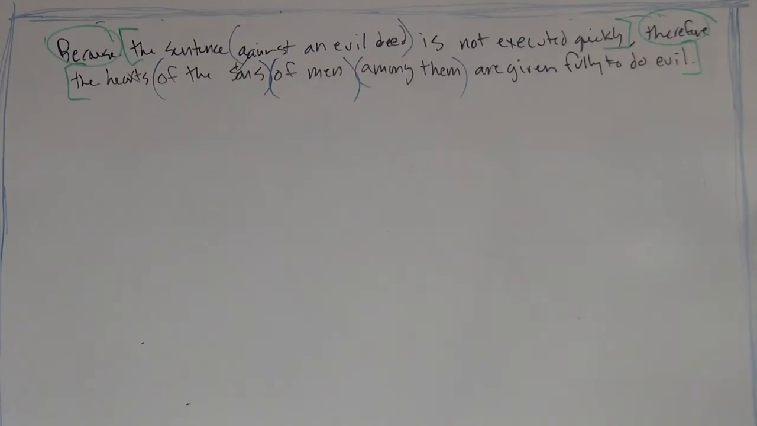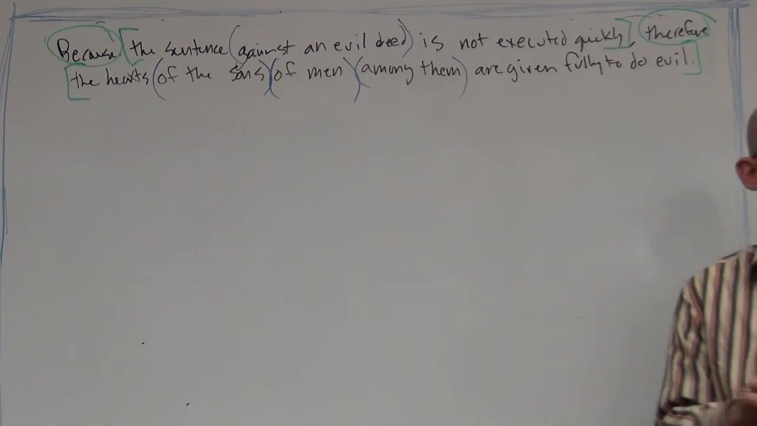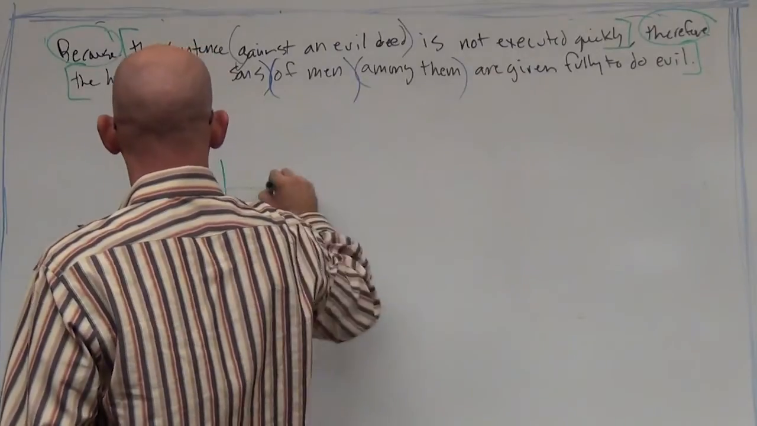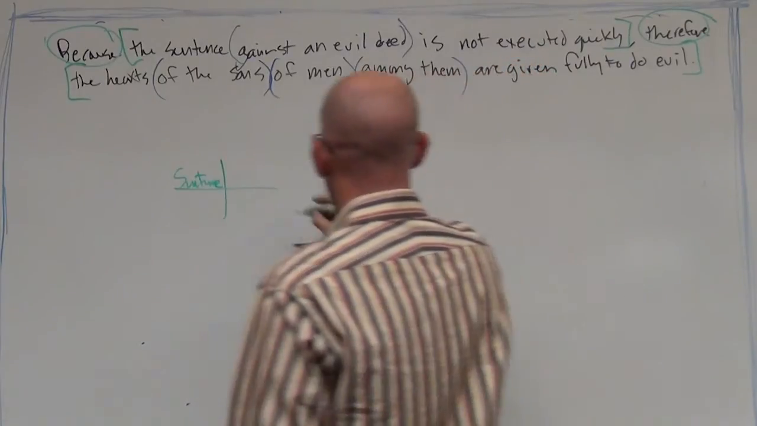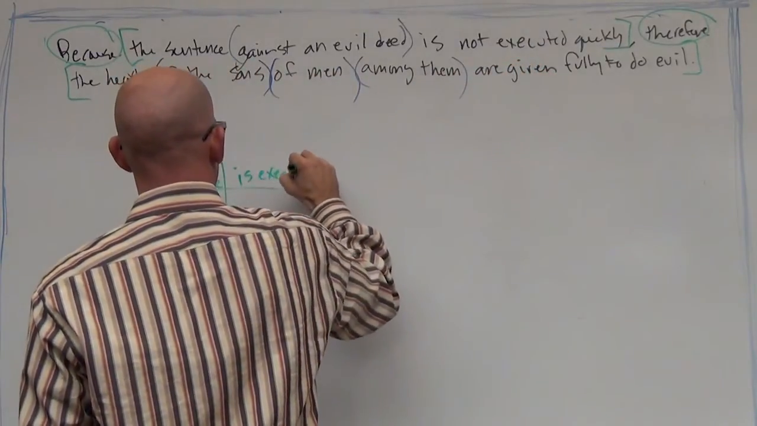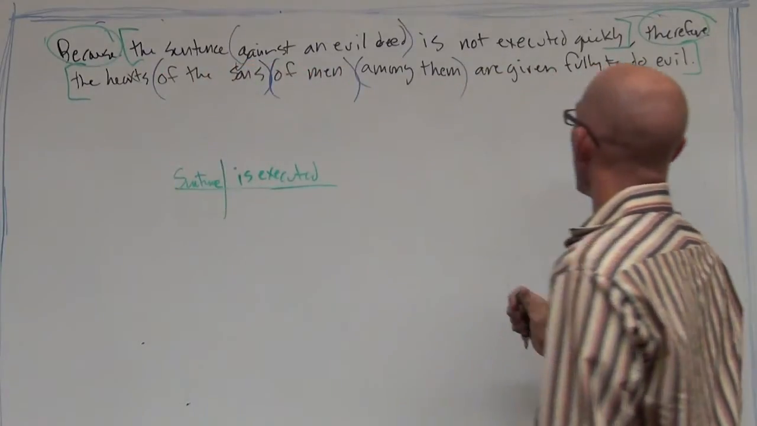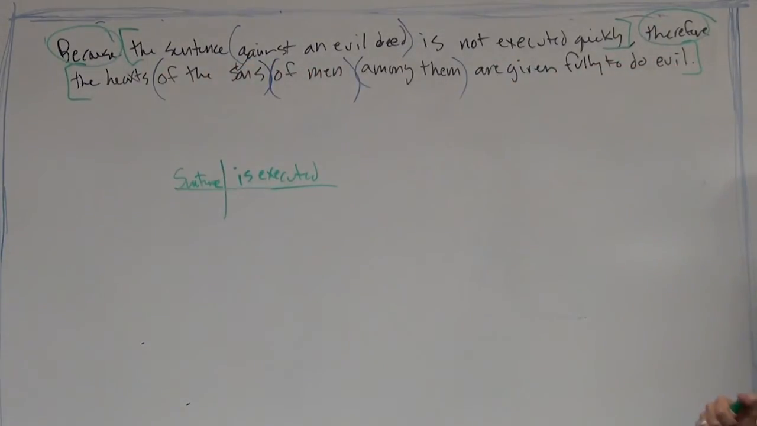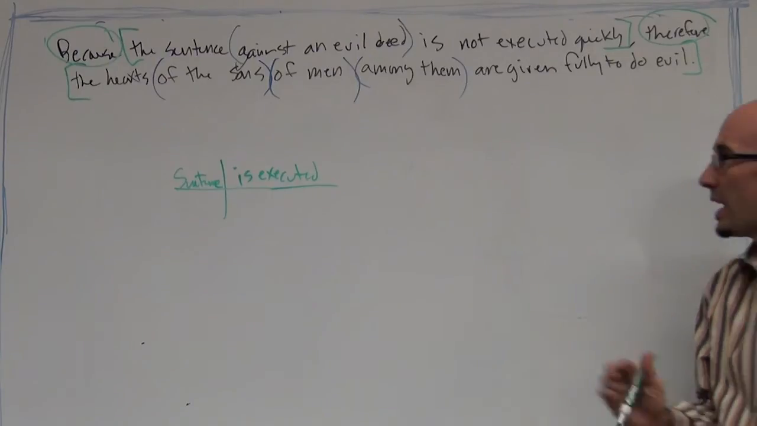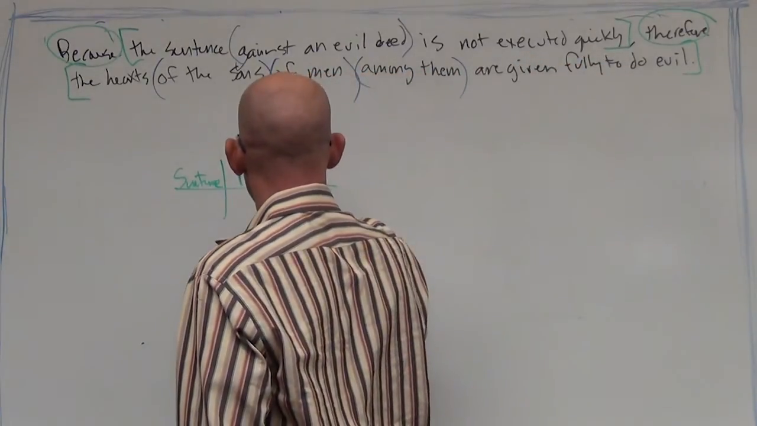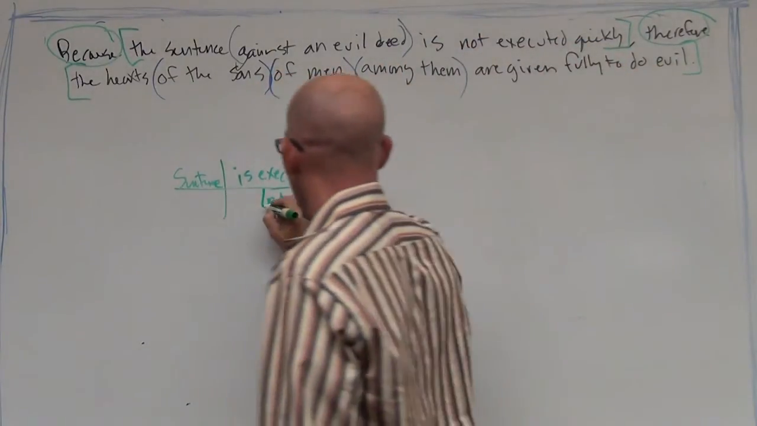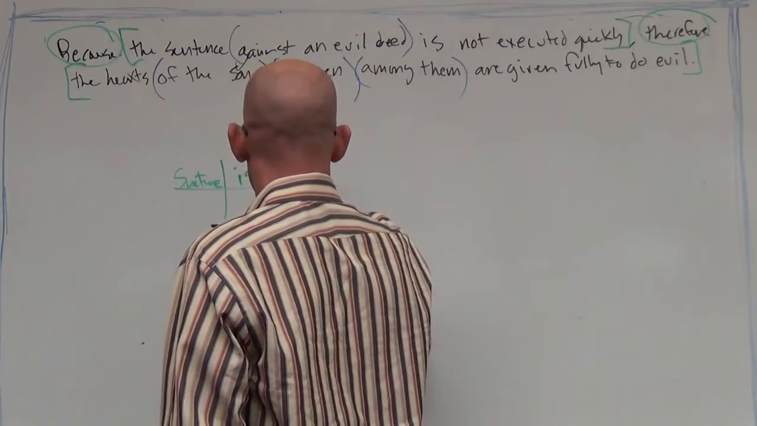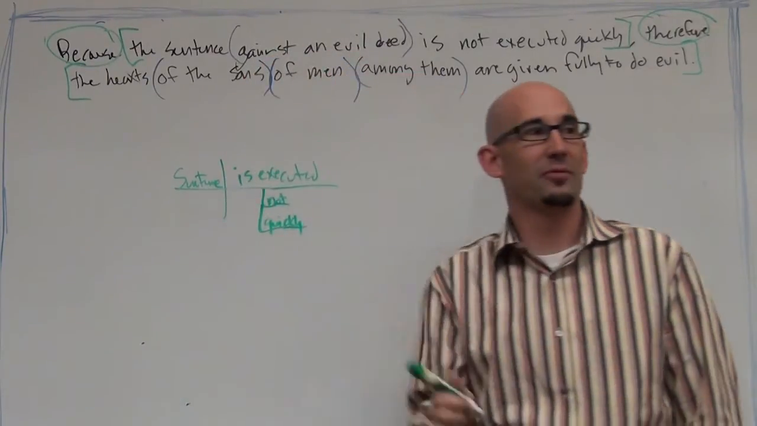Okay? In this case, the sentence against an evil deed is not executed quickly. How do we diagram this one? What's our subject? Sentence. What's our verb? Is executed. Okay. What is not? Okay, it's an adverb. It's our little negation. Okay, what about quickly? Adverb. It's got that nice ly ending. Smedley is not an adverb, by the way. Don't be confused.